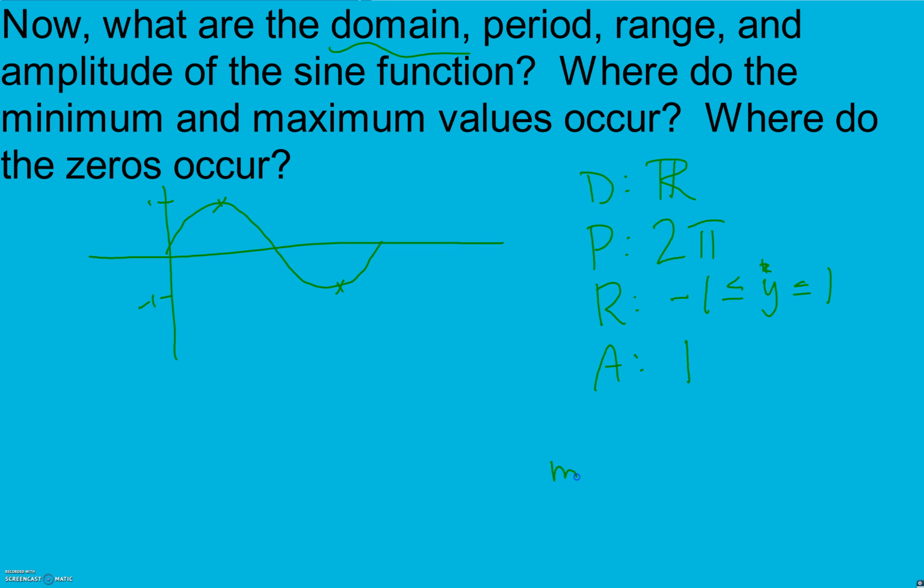The max, here we just have 1, and it occurs at pi over 2. And the minimum occurs at 3 pi over 2. Zeros are intercepts. So that's all the times where it's 0. It occurs at 0, pi, and 2 pi. These are x-intercepts.